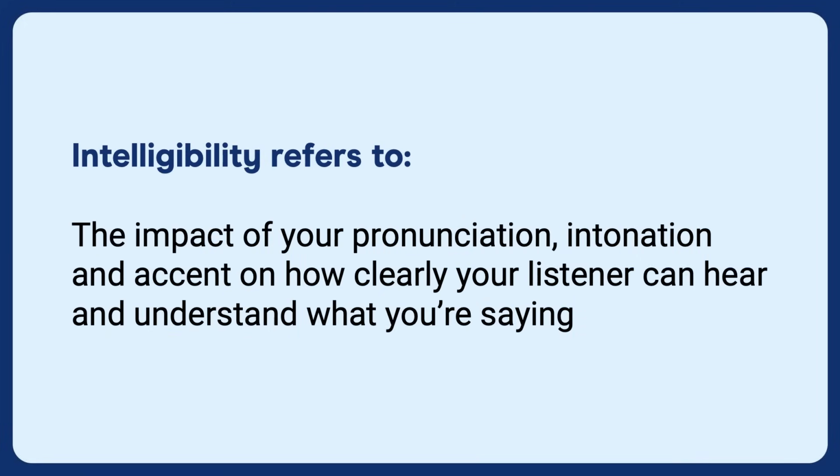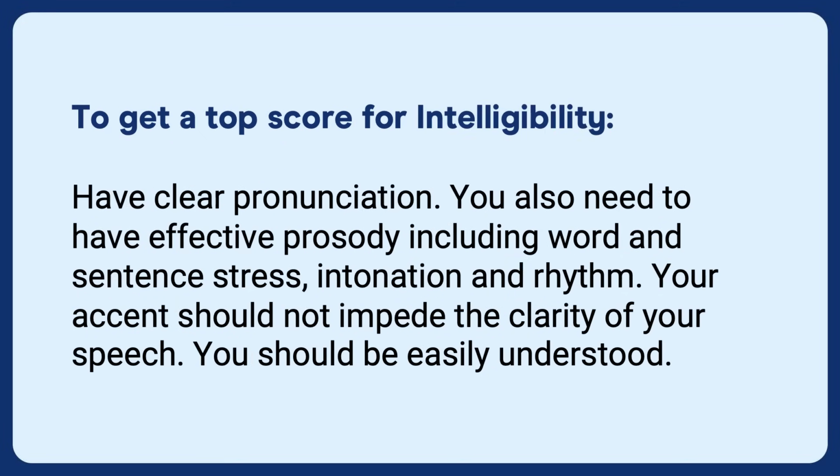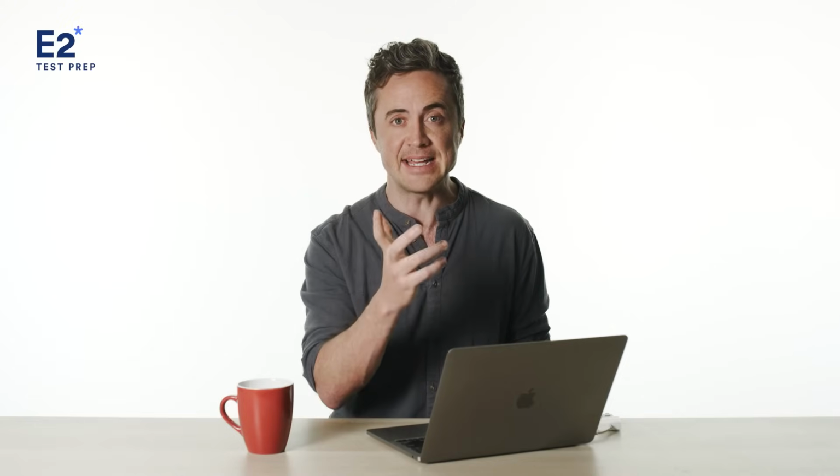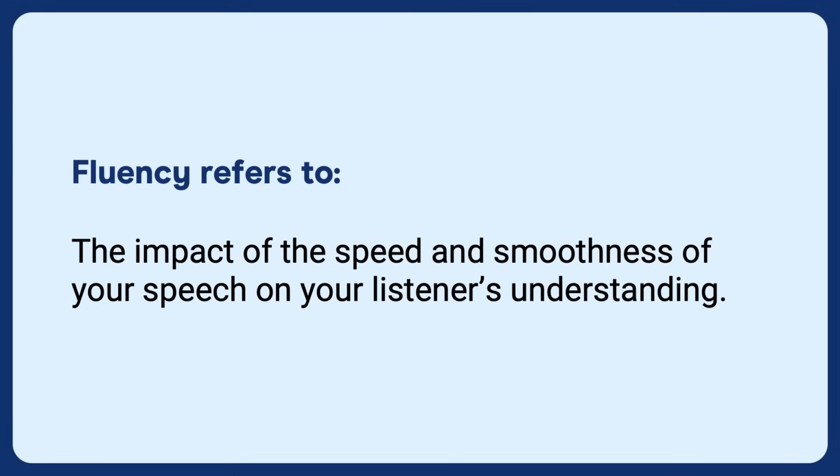Intelligibility refers to the impact of your pronunciation, intonation, and accent on how clearly your listener can hear and understand what you're saying. To get a top score for intelligibility, you need to have clear pronunciation. You also need to have effective prosody, including word and sentence stress, intonation, and rhythm. Your accent should not impede the clarity of your speech. You should be easily understood. That's the critical thing with intelligibility. It's being easily understood.